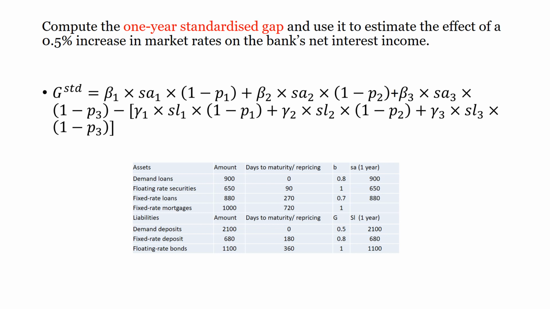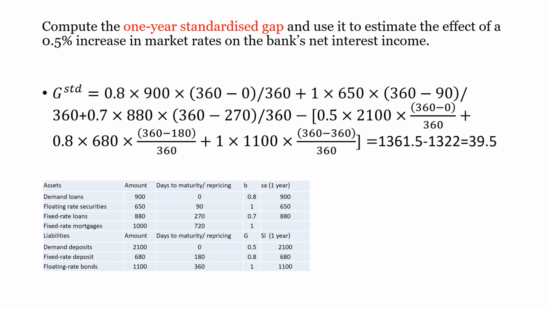Question number 3. Repeat, but this time you need to find the standardized gap. The formula is here. All you have to do is plug in the values in the table. So this actually has to be divided by 360. So all of them, and actually I should have done it before, because it's simply the repeat of the maturity adjusted gap. So I've done it here.